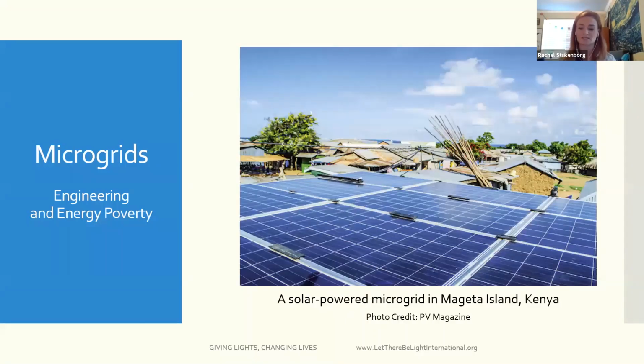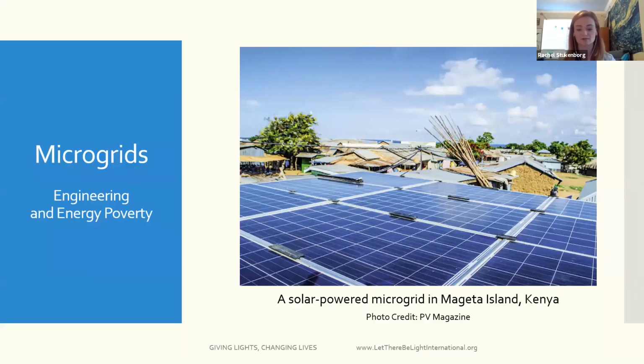And microgrids are a potential solution to this. They're a standalone community-level electric system that includes a generator, backup, and control capability. The generator is usually a distributed renewable generator, like the solar photovoltaic shown in this image from Megeta Island in Kenya. And the backup is usually battery storage to account for the intermittent generation of renewable generators, or a diesel backup generator.